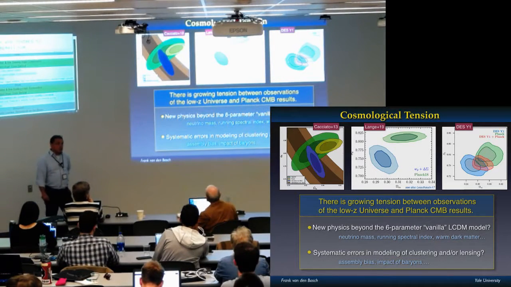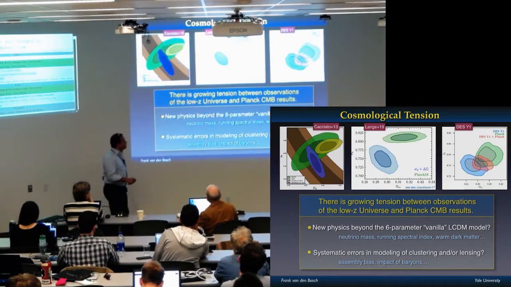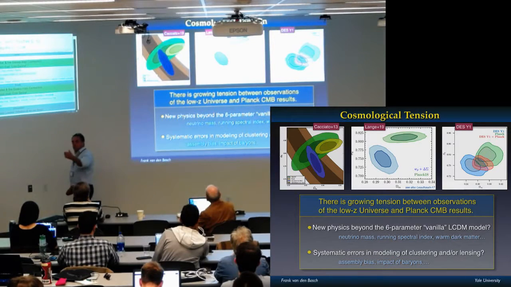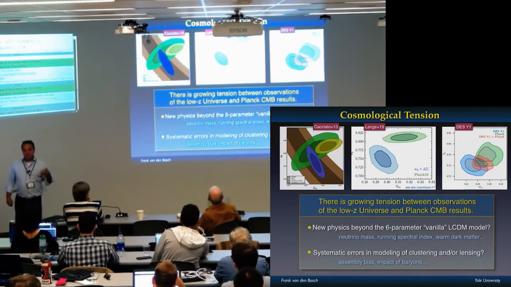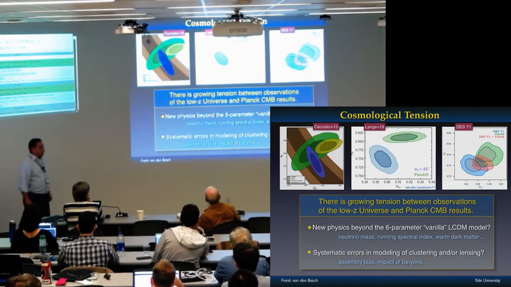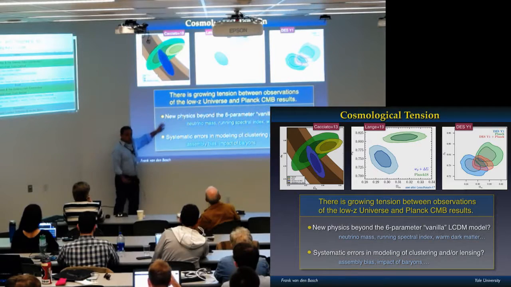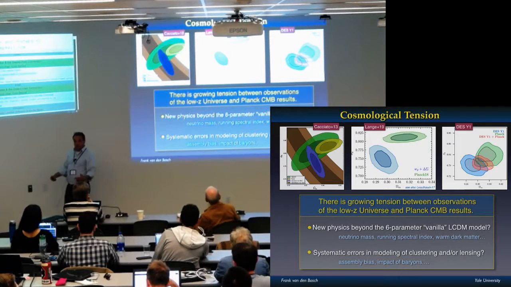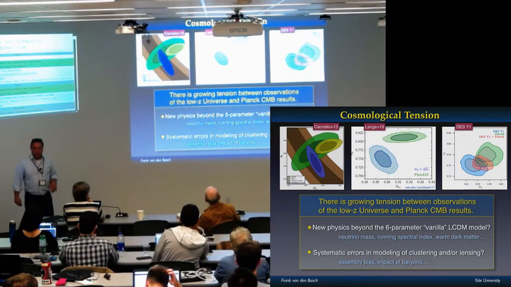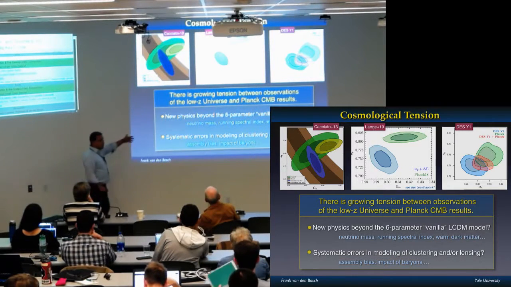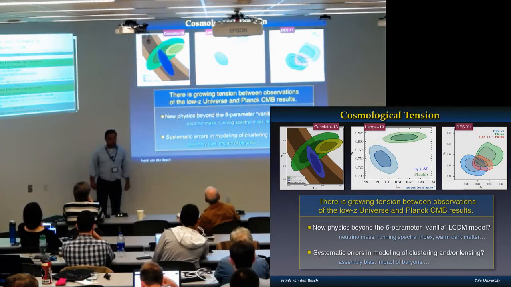In fact, even the DES, the Dark Energy Survey's first-year data release analysis, comes up with these blue contours compared to Planck. And it's this consistent tension that the low redshift data prefers a lower value for sigma 8 and/or a lower value for omega matter. Now, in principle, this could be very exciting. What we could be seeing is new physics beyond the vanilla 6-parameter lambda CDM cosmology. We might be seeing evidence for non-zero neutrino mass or for a running spectral index.